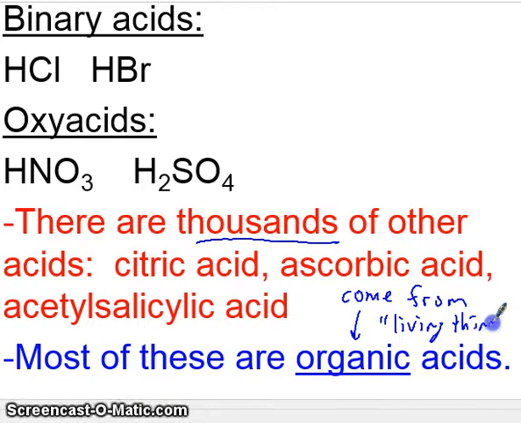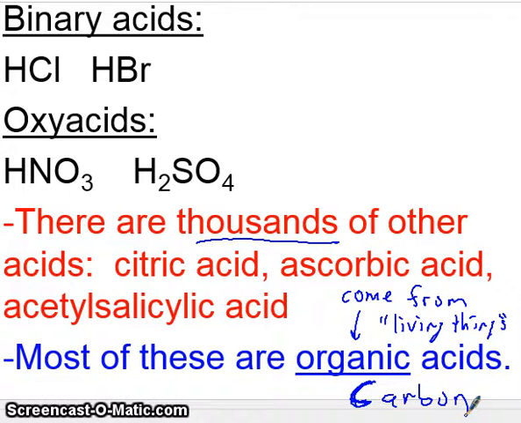like plants, animals, but organic technically means it's based on carbon. Essentially, acids that are organic in nature are based on carbon. But that's how they got there.